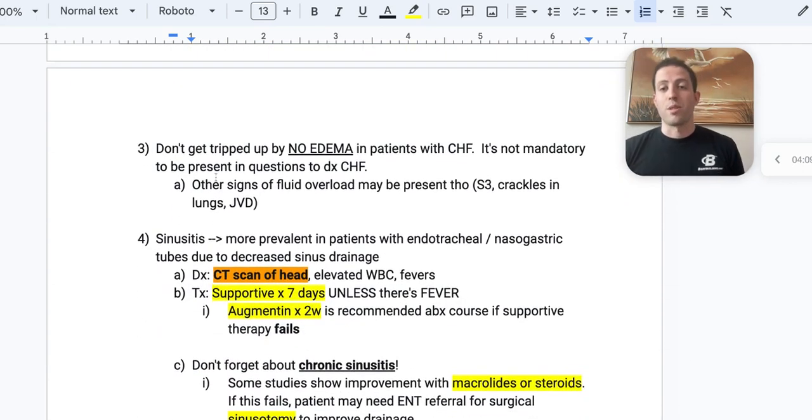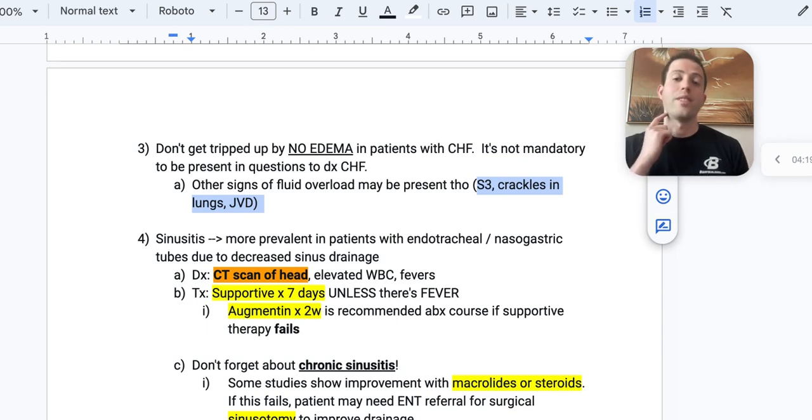All right, number 3. If you see a patient that you suspect CHF, they've got all the symptoms like an S3 heart sound, which indicates fluid overload. They might have crackles in their lungs. They might have JVD, which is jugular venous distension. Their IJ looks like it's distended on ultrasound, or you can even see it peripherally through physical exam. But these patients don't have lower extremity edema.